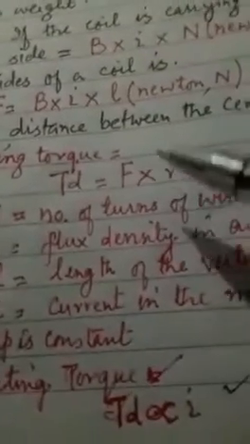What is B? B is the flux density in the air gap, that is, the gap produced between the two sides of the winding coil. It is taken in Wb per meter square. What is L? L is the length of the vertical side of the coil, vertical side meaning this side.